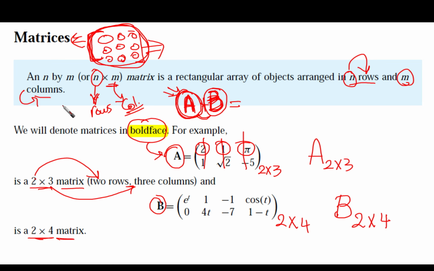So this is the definition of the shape of the matrix itself, and the meaning of the rectangular array. A matrix is a rectangular array of objects arranged in n rows and m columns.